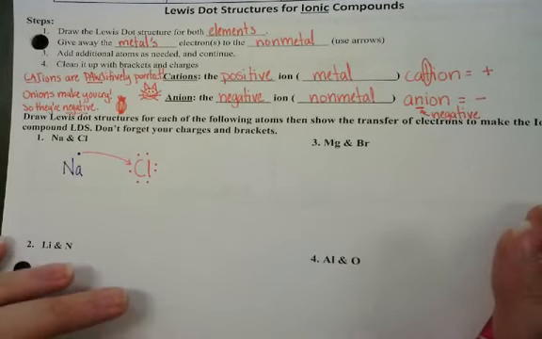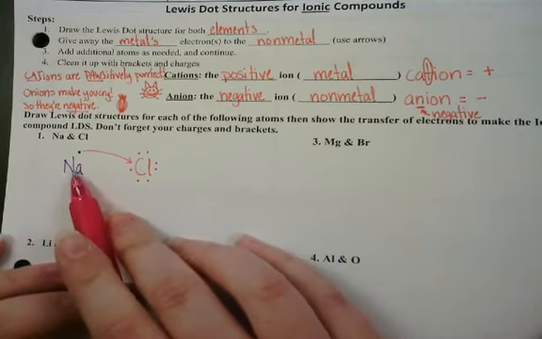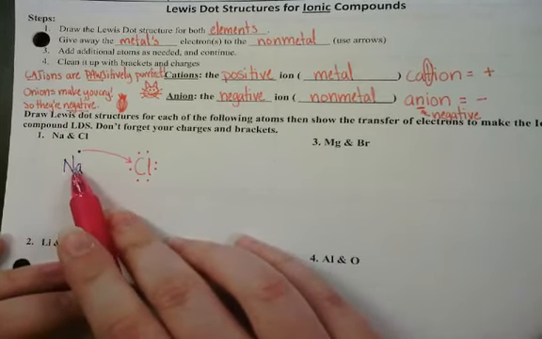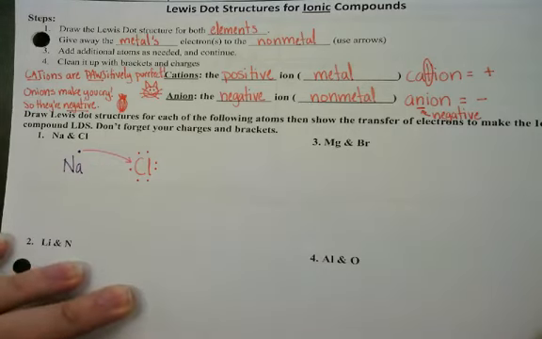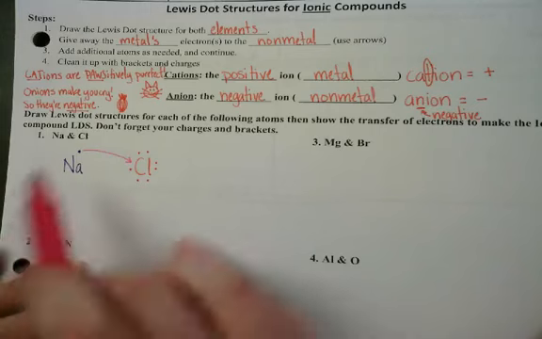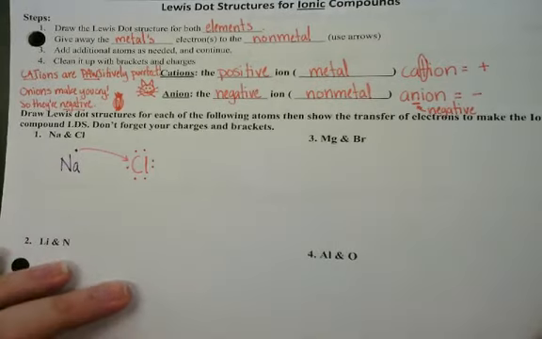Okay, so now what we're going to do is check. All right, sodium, it wanted to lose an electron. Does it now have 0? Well, it has a positive 1 charge. After we've given away that 1 dot, how many dots would it have around it? 0. So sodium is good.